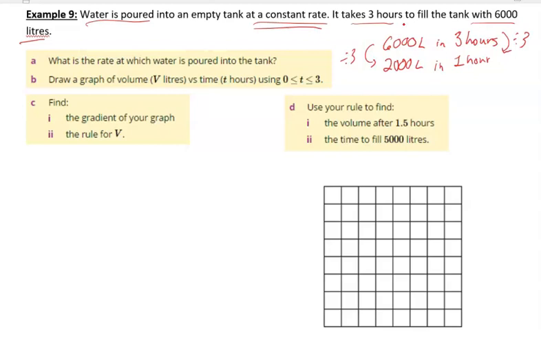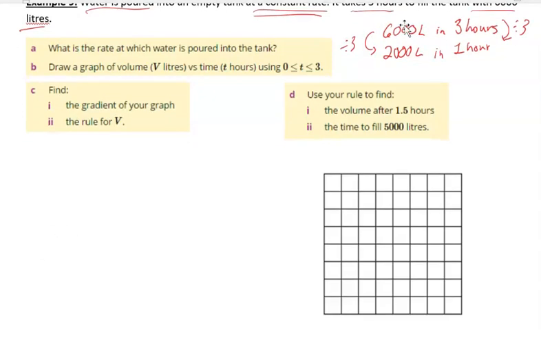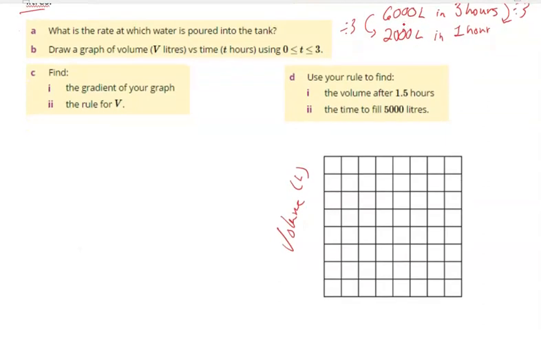Then we're going to draw a graph of V, volume. We'll put volume on this side in liters, and then on the bottom we'll put time, in hours. There could be different units. So this is the beginning. We have 0 hours. Let's go over here, give ourselves a little room. 1, 2, 3 hours is as far as we go.